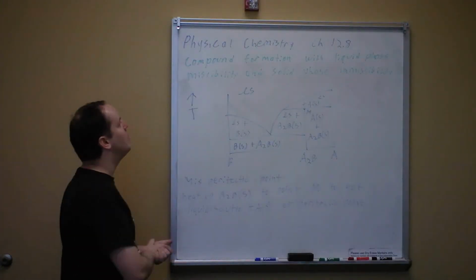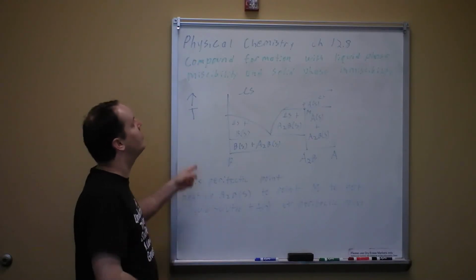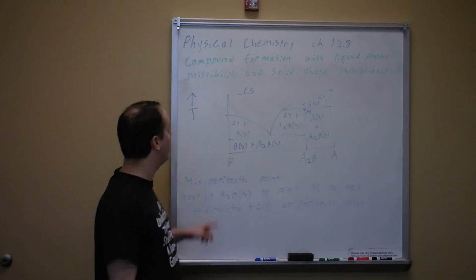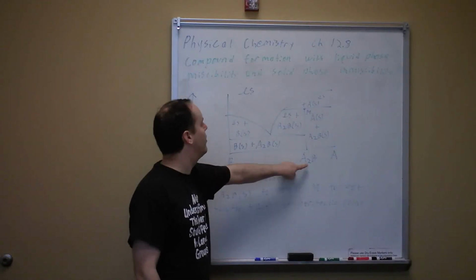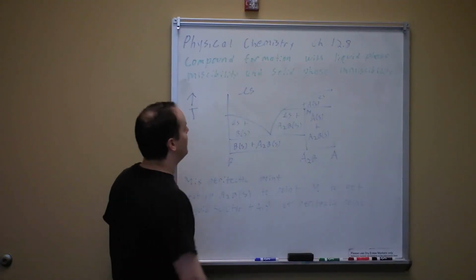Okay, this is another example of what happens if you have compound formation when you have liquid phase miscibility and solid phase partial miscibility, or complete immiscibility. Now, on the previous slide we had a 1-to-1 compound of AB. Now we've got a 2-to-1 compound of A2B. It looks about the same.